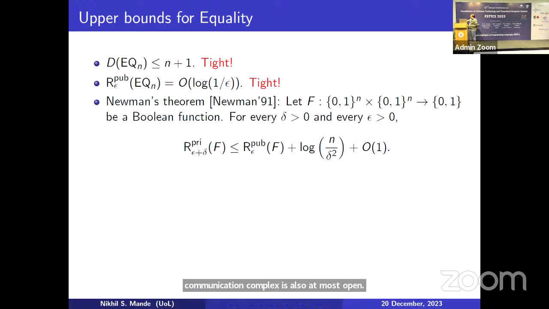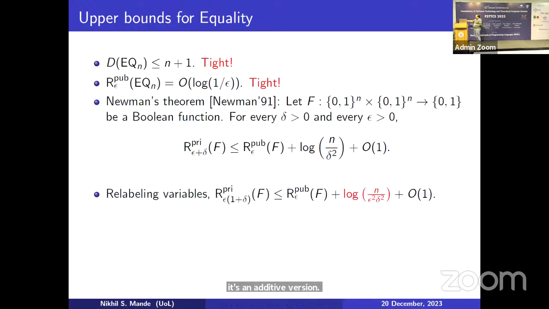But the specific parameters that were shown are shown here. So it's an additive version. And if you relabel this, if you want a multiplicative version, this is what it boils down to. So if you're willing to take a 1 plus delta multiplicative hit in the error, then you pay for it by a log n over epsilon square delta square additive factor in the public coin communication complexity. Okay. And this version, for example, you can find in Kushilevitz and Nisan's book.